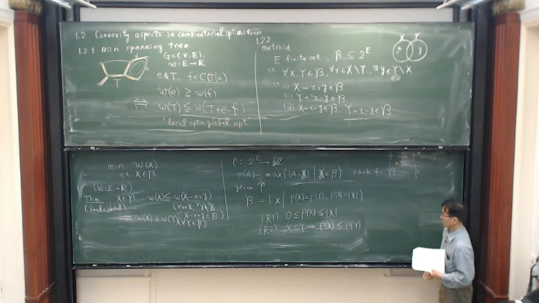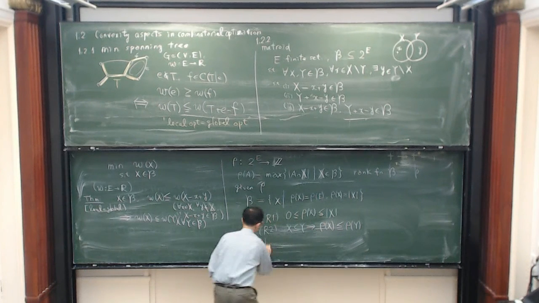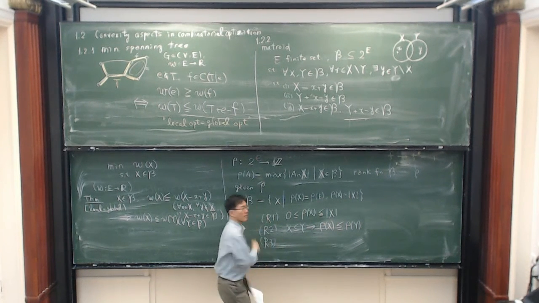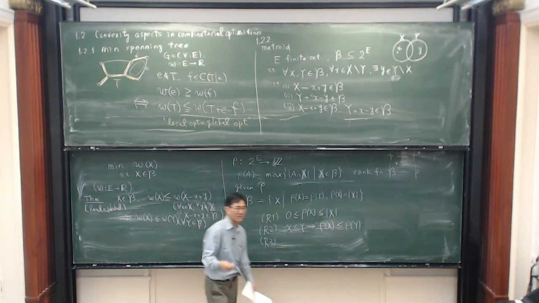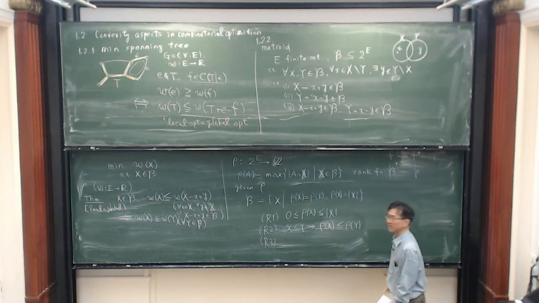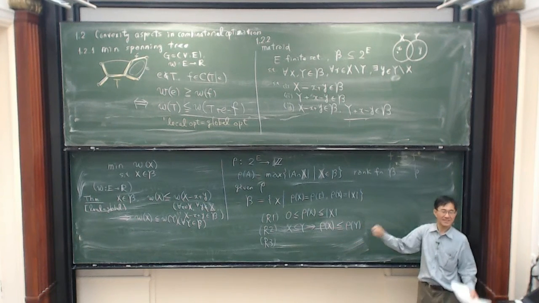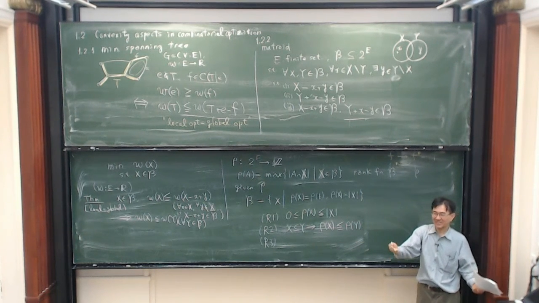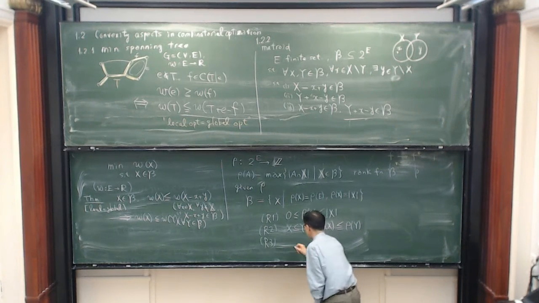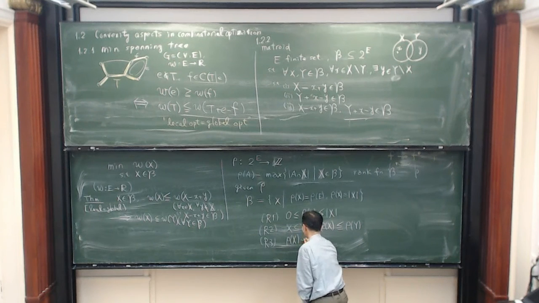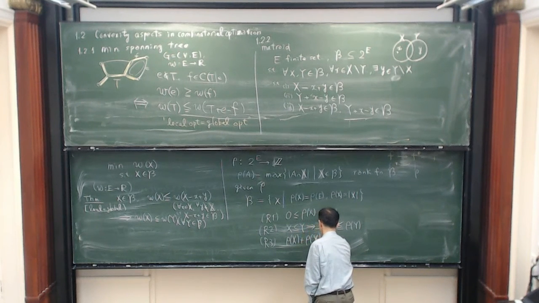And now the last property is famous. You should all have already known it from your previous lecture. What should it be? Say again? Yeah, good. Submodular.